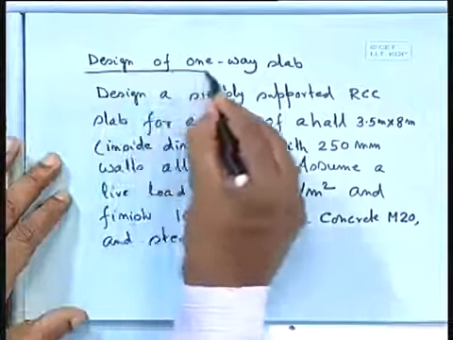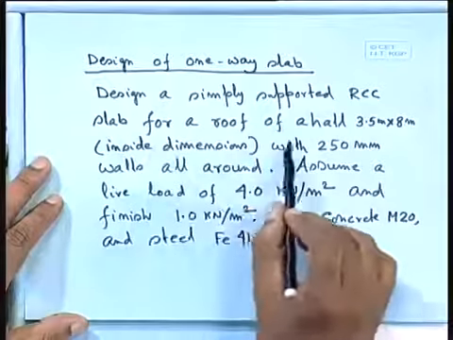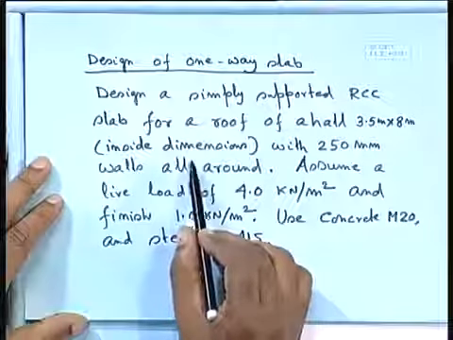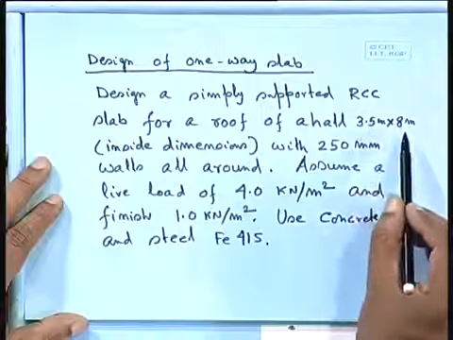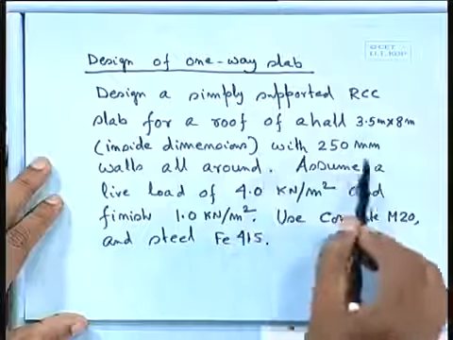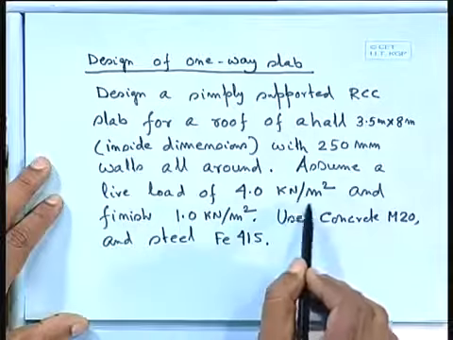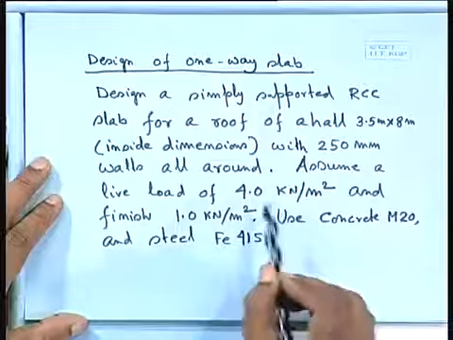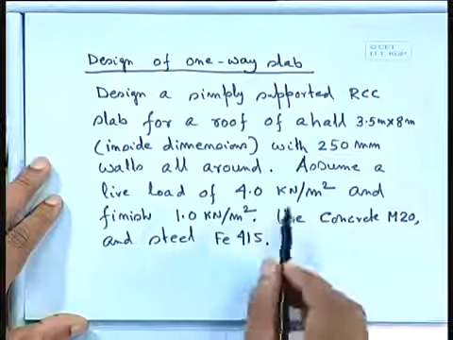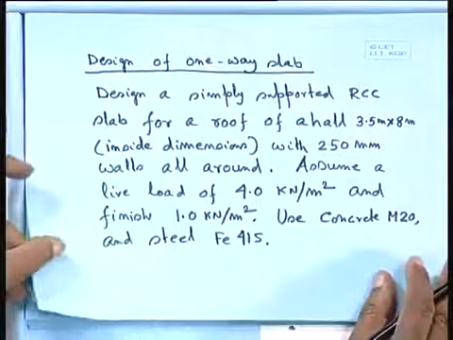So, we have to design a one-way slab, a simply supported RCC slab for a roof of a hall 3.5 meter into 8 meter, that is the inside dimension. So, clear span here is 3.5 meter on one side and 8 meter on the other side. Since it is one way, we have to take 3.5 meter. With 250 millimeter walls all around, assume a live load of 4 kilonewton per square meter, though it is quite high, but just for the problem's sake let us take it, and finish 1 kilonewton per square meter. I have given 1.5, but here we are not using any partition. Use concrete M20 and steel Fe415. So, this is the problem.